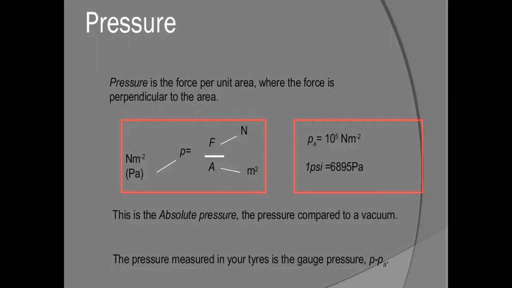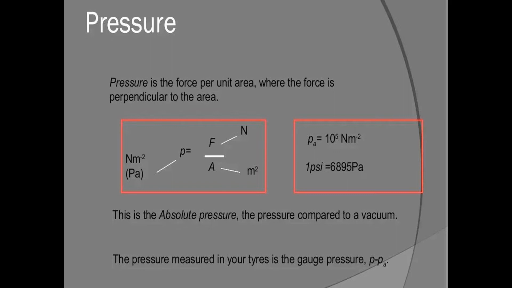Pressure is the force per unit area, where the force is perpendicular to the area. We can see here in the equation that P is equal to F over A, wherein the force will be in terms of Newton and the area will be in terms of square meter. In terms of pounds per square inch, 1 PSI would be equivalent to 6,895 Pascal.